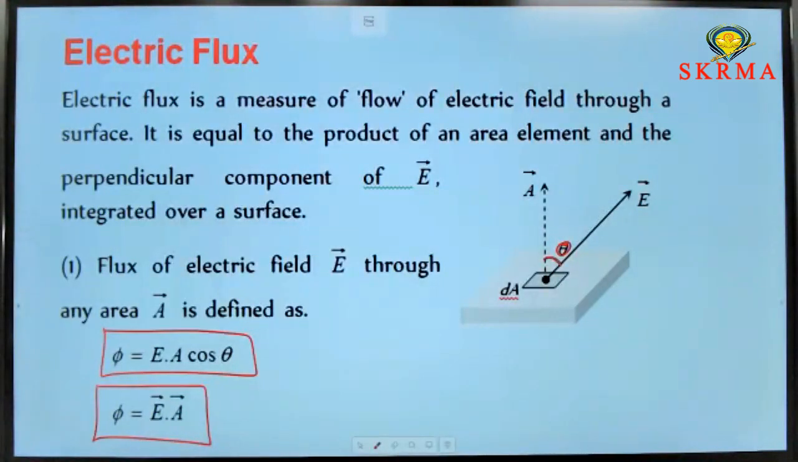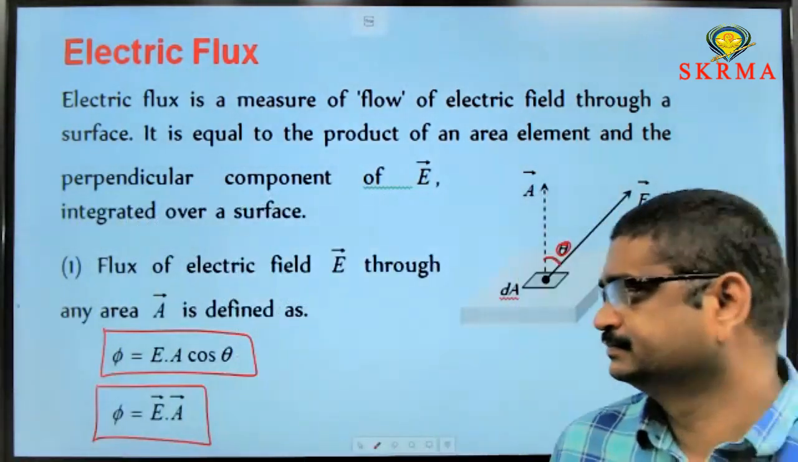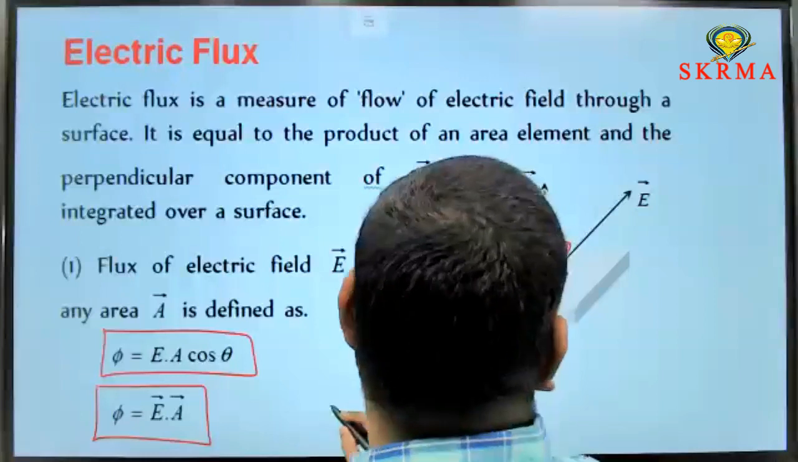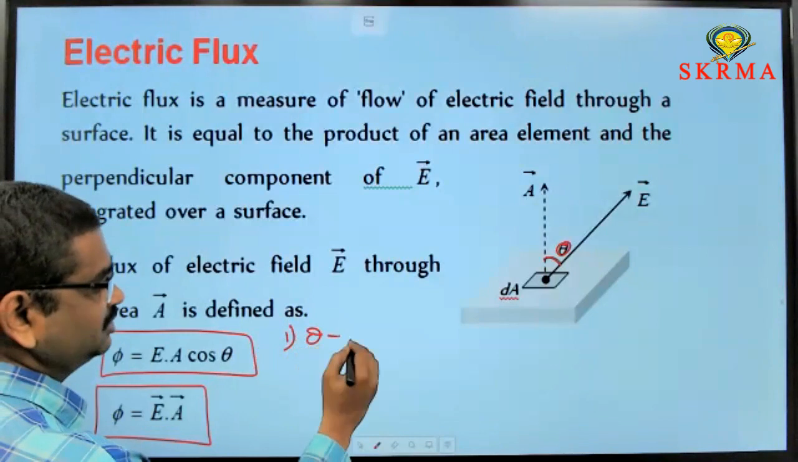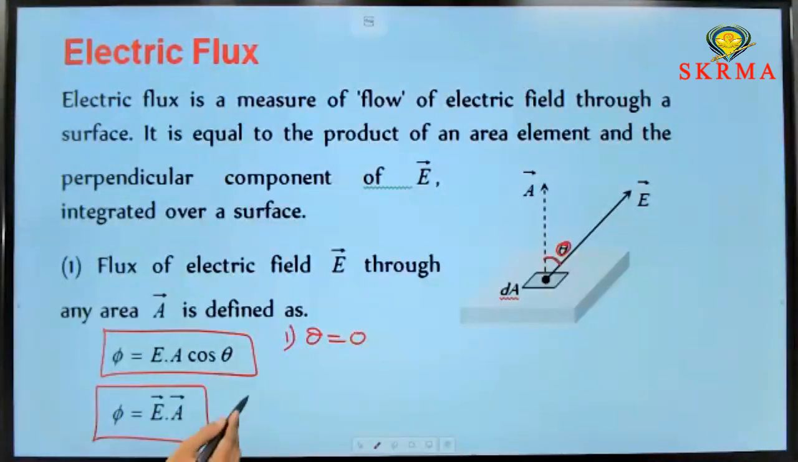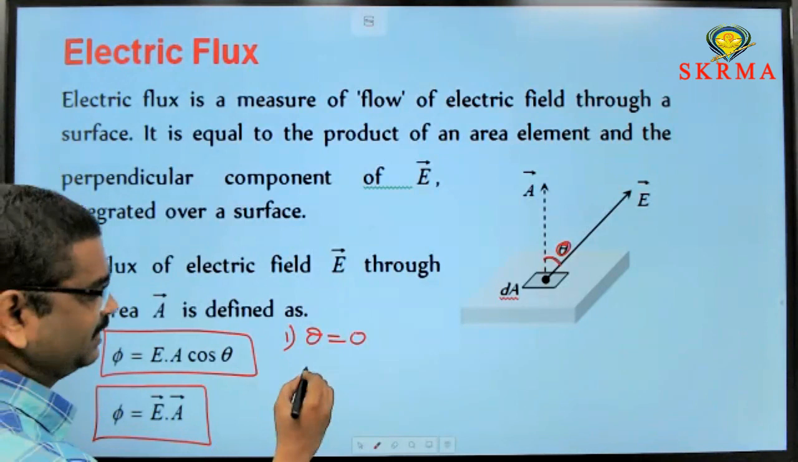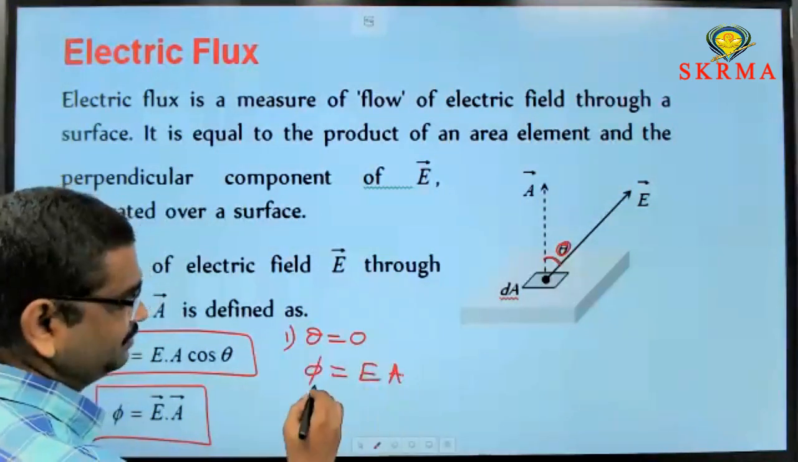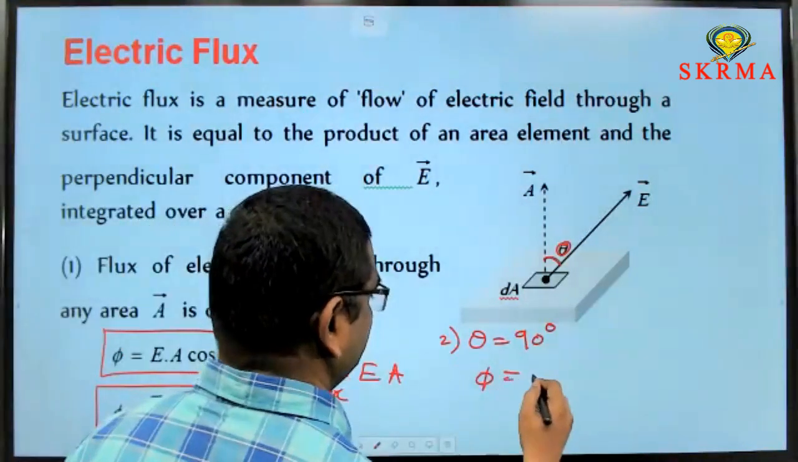Now, when will you get the maximum value, and when will you get the minimum value? Flux is maximum when, for example, theta equal to 0, case 1. If theta equal to 0, then substitute 0 here. Cos 0 is 1. So flux phi equal to EA, that is nothing but the maximum value. Next is 90. Then cos 90 is 0, so you'll get phi as 0.